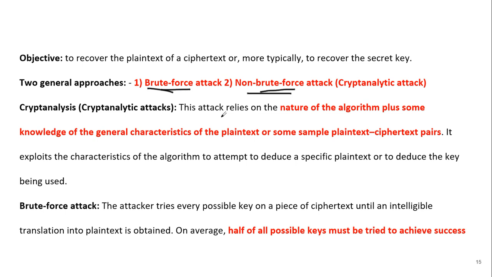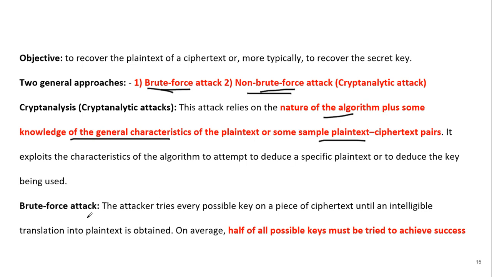Cryptanalytic attack. This attack relies on the nature of the algorithm plus some knowledge of the general characteristics of the plain text or some simple plain text ciphertext pairs. It exploits the characteristics of the algorithm to attempt to deduce a specific plain text or to deduce the key being used. So here we have the nature of the algorithm plus some knowledge of the general characteristics of the plain text, or we have some plain text ciphertext pairs also. From that the hacker will try to find out the plain text for given ciphertext pairs.